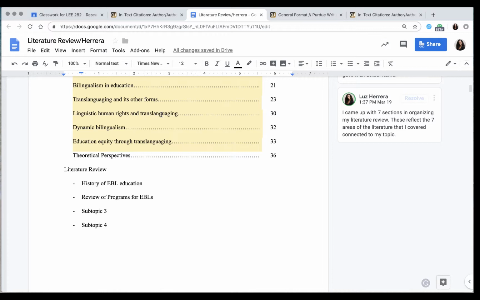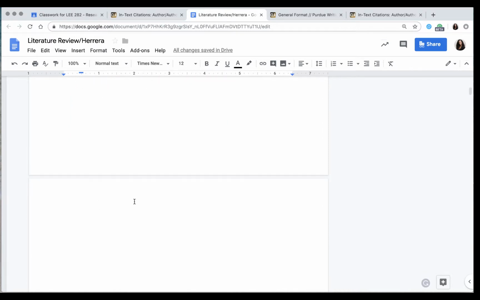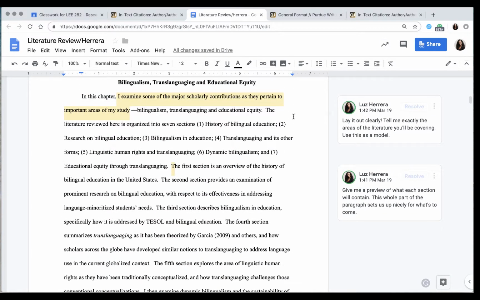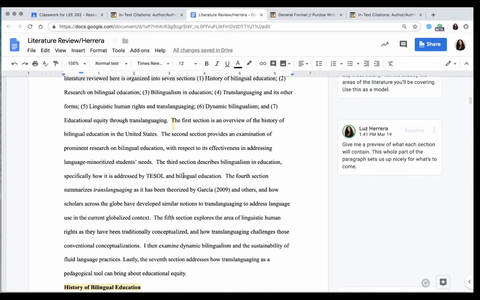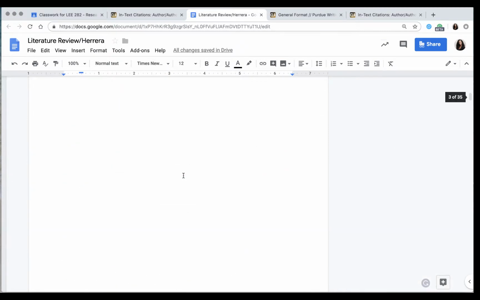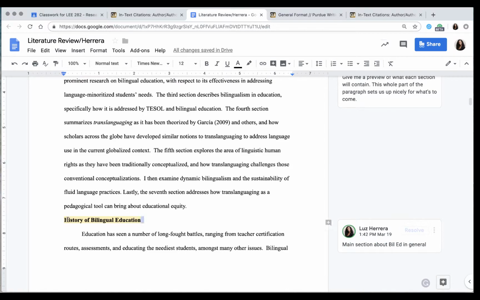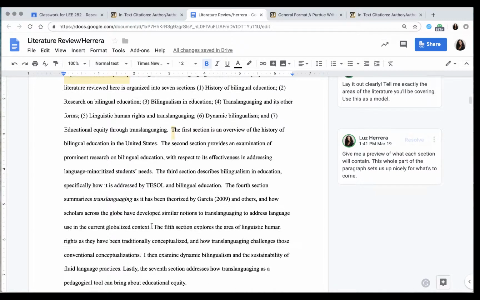But that's the next step. So look at your annotated bibliography. See what categories are emerging from that. See how you can section it off. And that's how you start shaping your literature review. Don't forget that first paragraph is really important, right? Give me a clue of what areas of literature you're reviewing, and list them just like I do here. You can use this as a model if you like. Remind us what you're doing, right? And then give us a little bit of a clue of what each section is going to cover, and then begin.